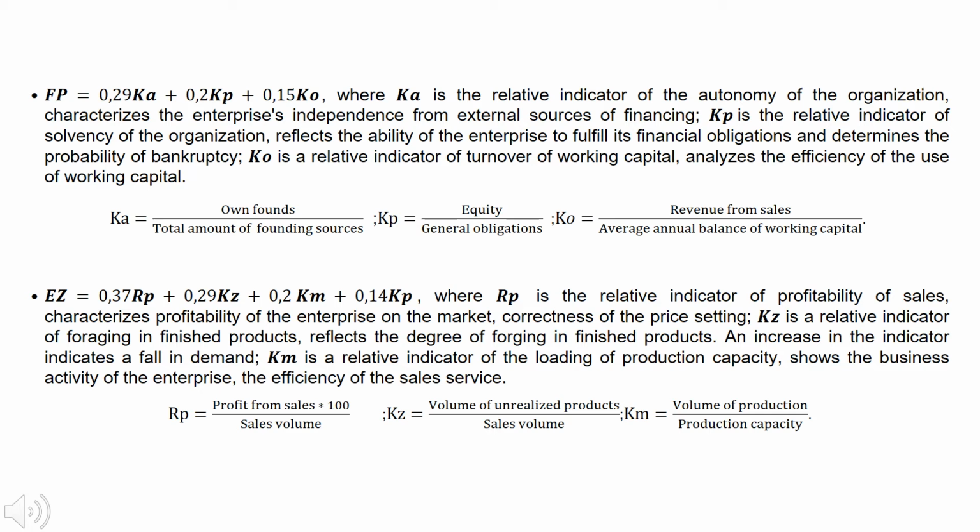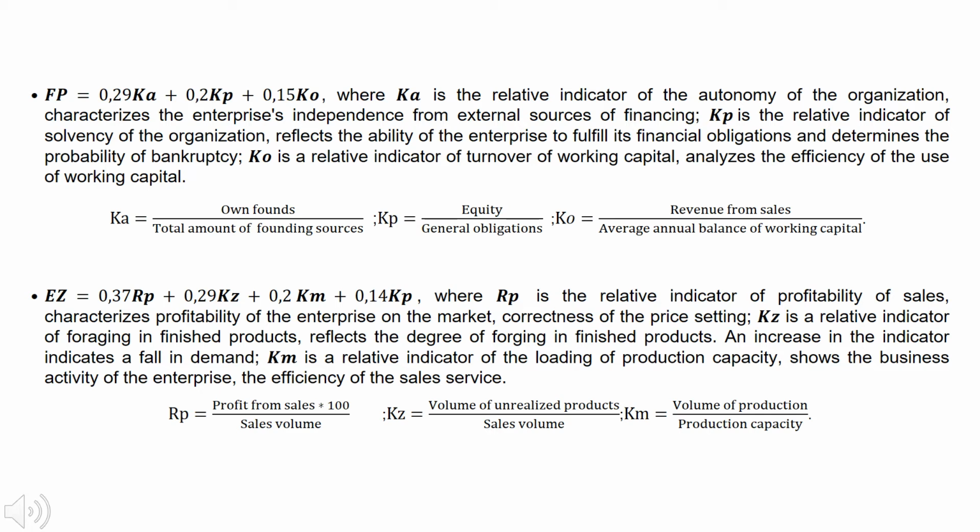Ka equals own funds divided by the total amount of funding sources. Kp equals equity divided by the general obligations. Ko equals the revenue from sales divided by the average annual balance of working capital.